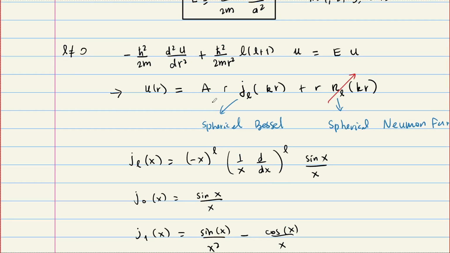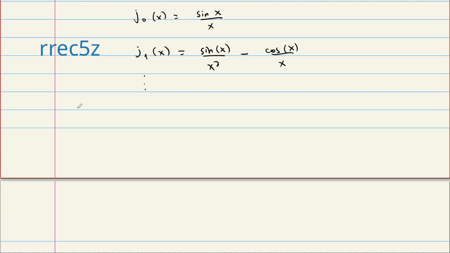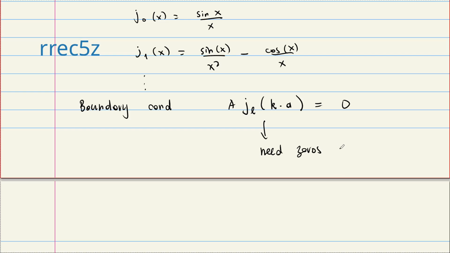So let's also try to see how to manage the boundary condition. So the boundary condition, now it's a little bit more complicated, right? A times this j_L(kA) should be 0. And we need to find a way to determine the zeros of the Bessel function. So we need zeros of actually spherical Bessel function, so that we can determine our energies, right?